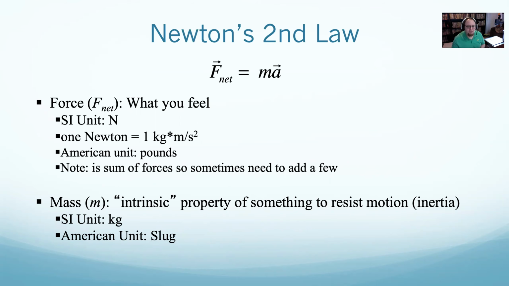The American version of the Newton is the pound. A pound is how Americans measure force. Keep in mind that F net is not just a force acting on the object, though, but the sum of the forces. Mass, once again, is the intrinsic property of something to resist motion, or its inertia. Its unit is the kilogram. The American version of mass is the slug, which is very, very seldom used.